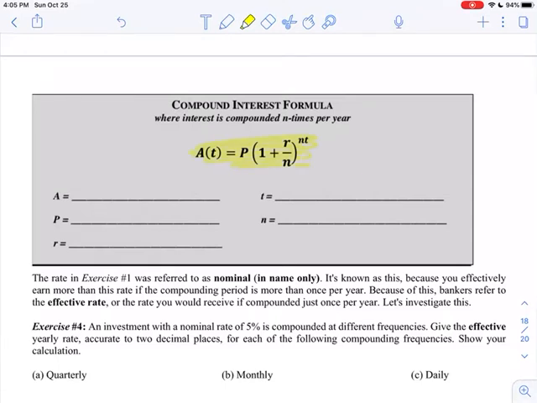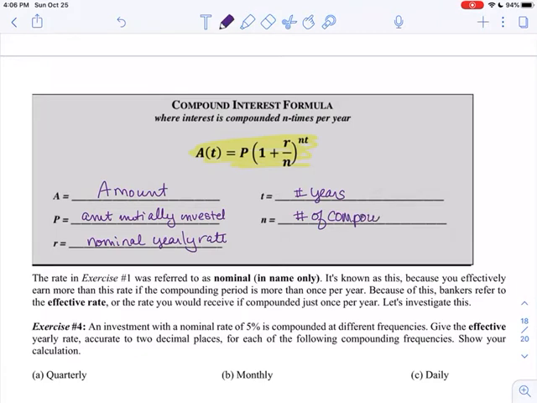Let's look at an actual formula that I have written here so you can refer to it. It's a tiny bit different than the other one I was used to. A is my amount. P is my principal, or amount initially invested. R is my nominal yearly rate. T is my number of years. And N is the number of compounds per year.